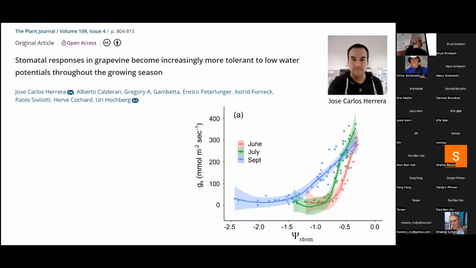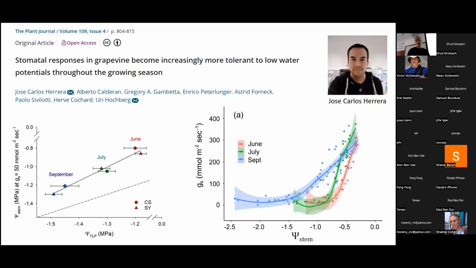Now I showed you this paper before, where we showed that turgor loss point also drives a change in stomatal conductance. In this same paper, we also ran a model to ask a question: what's the advantage of this seasonal adjustment? What is it good for plants? Intuitively, if plants can go to lower water potential, it's probably good for them to explore more of the soil, to get more water out of the soil.